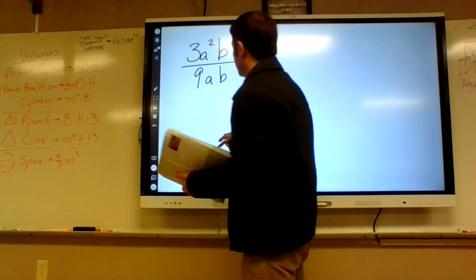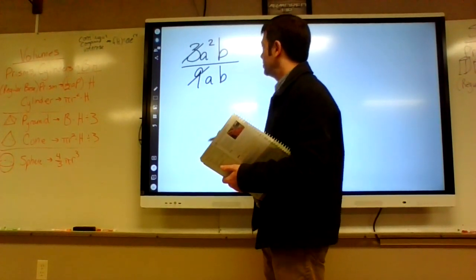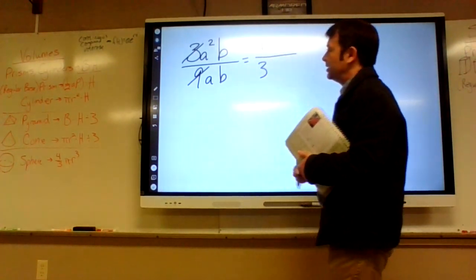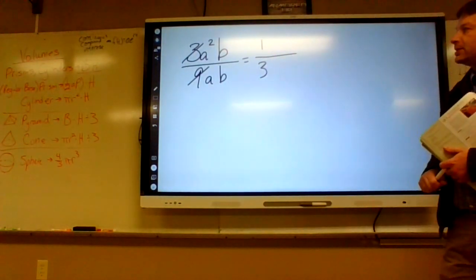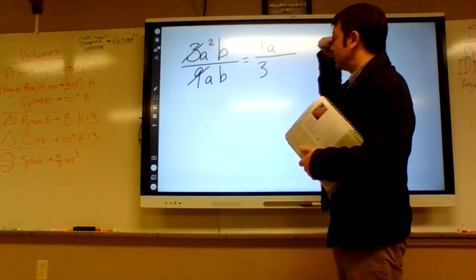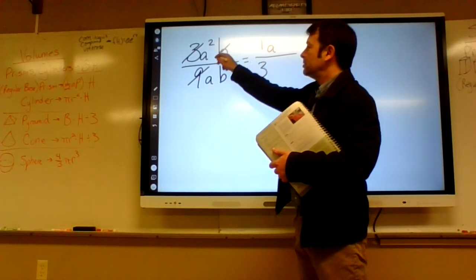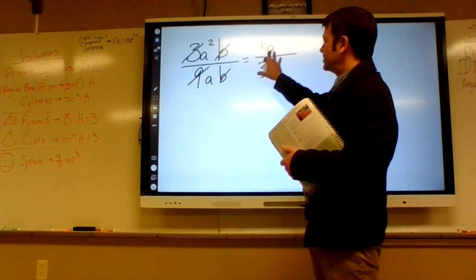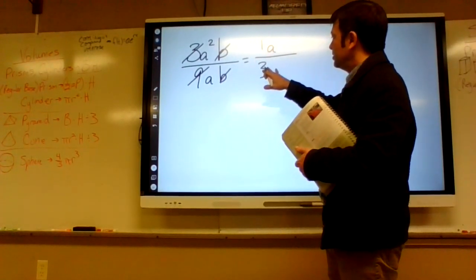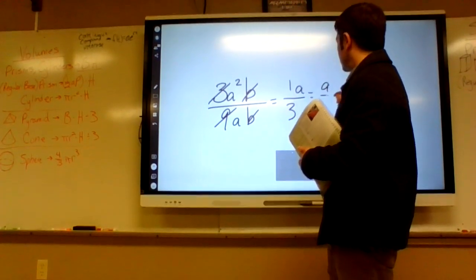Actually, so 3 and 9 can reduce to what? 1 and 3. And then what's a squared divided by a? A. And what's b divided by b? 1. And 1 times all this stuff is just all this stuff. So basically the b's just cancel out. So it's 1a over 3 or just a over 3.